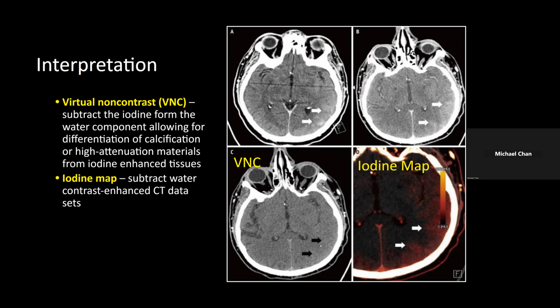That subtracts out on the VNC and is highlighted on the iodine map. So we know in this patient, this hyperdensity is due to contrast staining, and that they don't necessarily have to worry about hemorrhagic conversion in this patient.